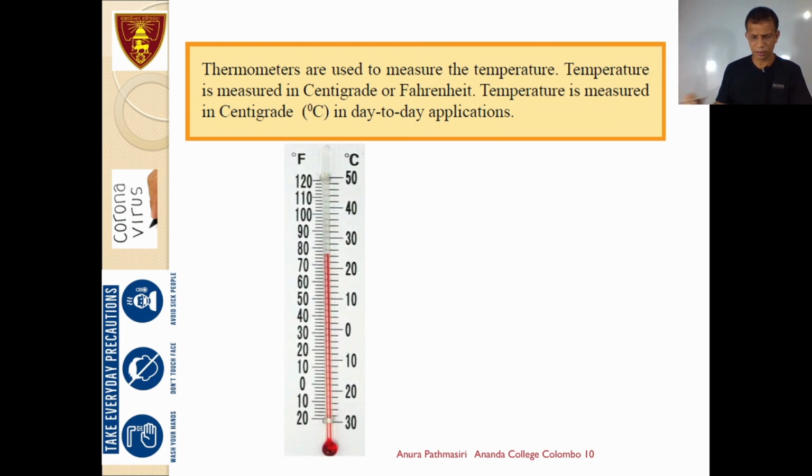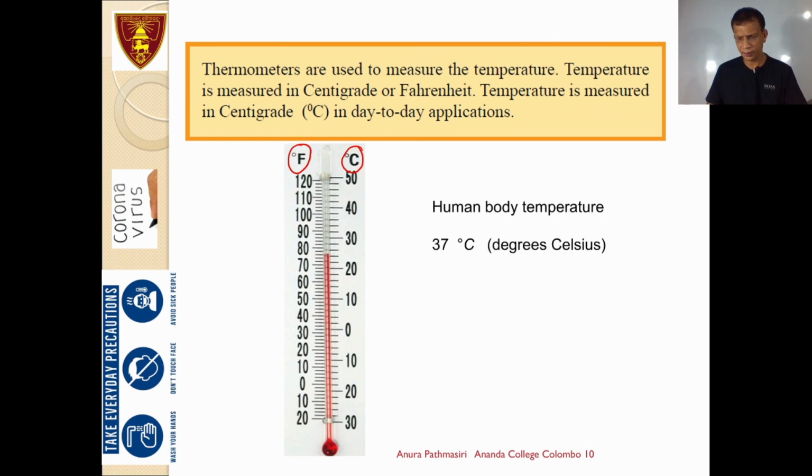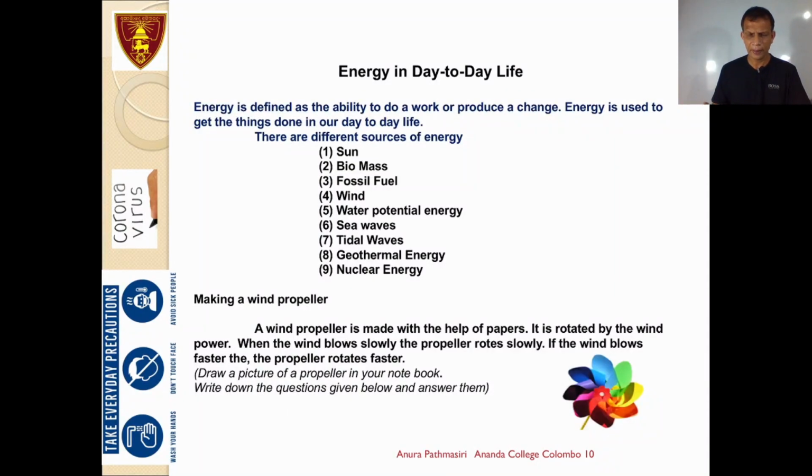So this is the thermometer. As you can see, it has centigrade and Fahrenheit, and human body temperature is 37 degrees Celsius and 98.6 degrees Fahrenheit, and room temperature is 27 degrees.